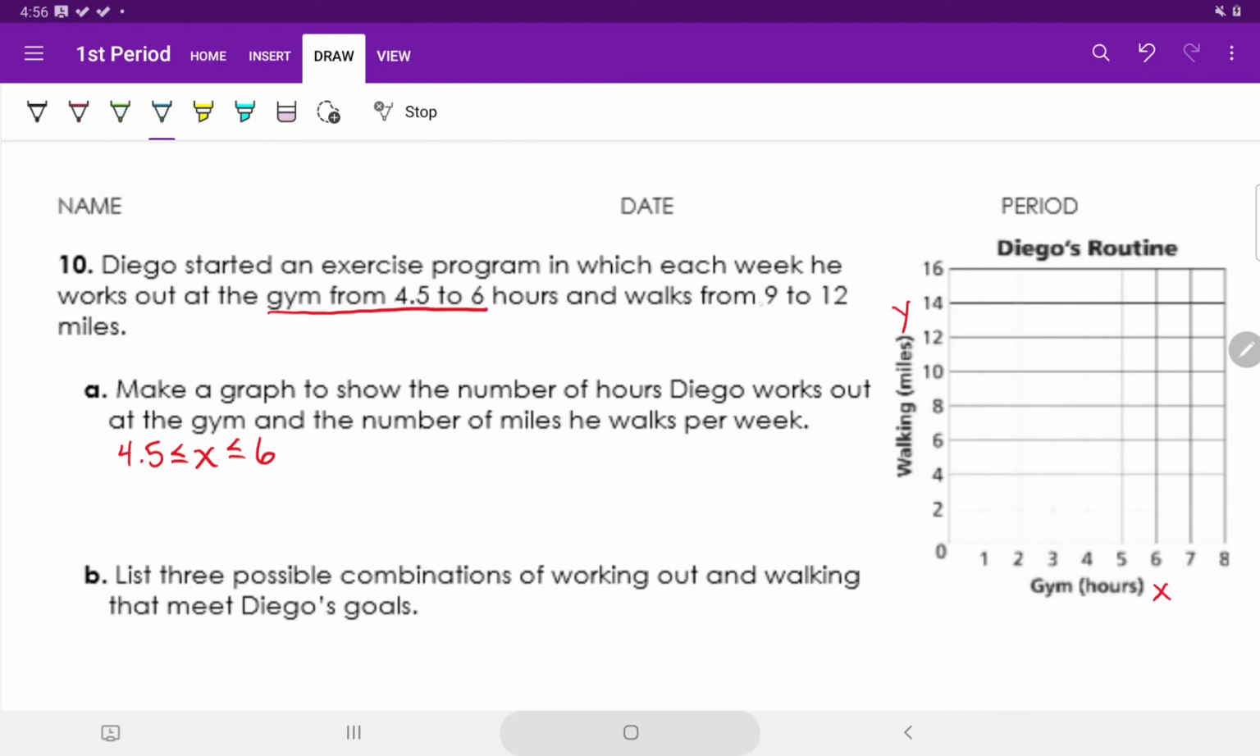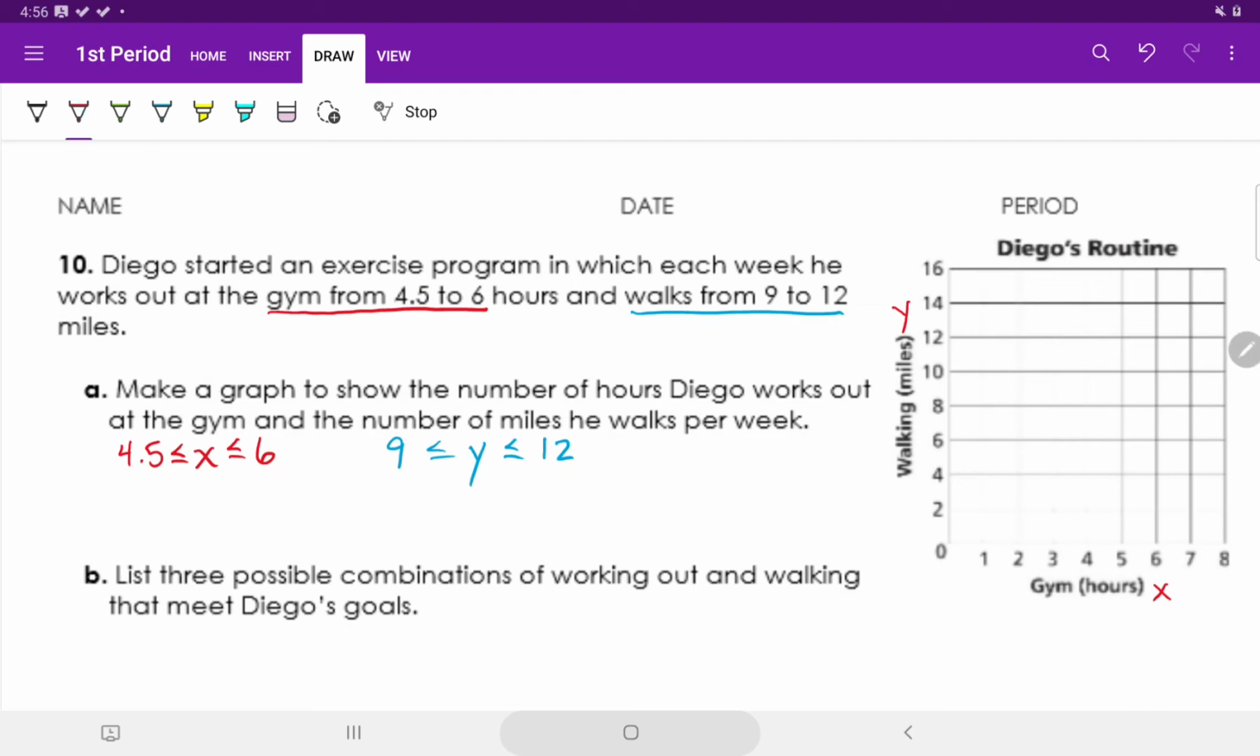The other piece of information we're given is that he walks between 9 and 12 miles. So this is very similar. If Y is in between 9 and 12, we would write that expression like this. 9 is less than or equal to Y is less than or equal to 12. So now let's draw these both on the graph.